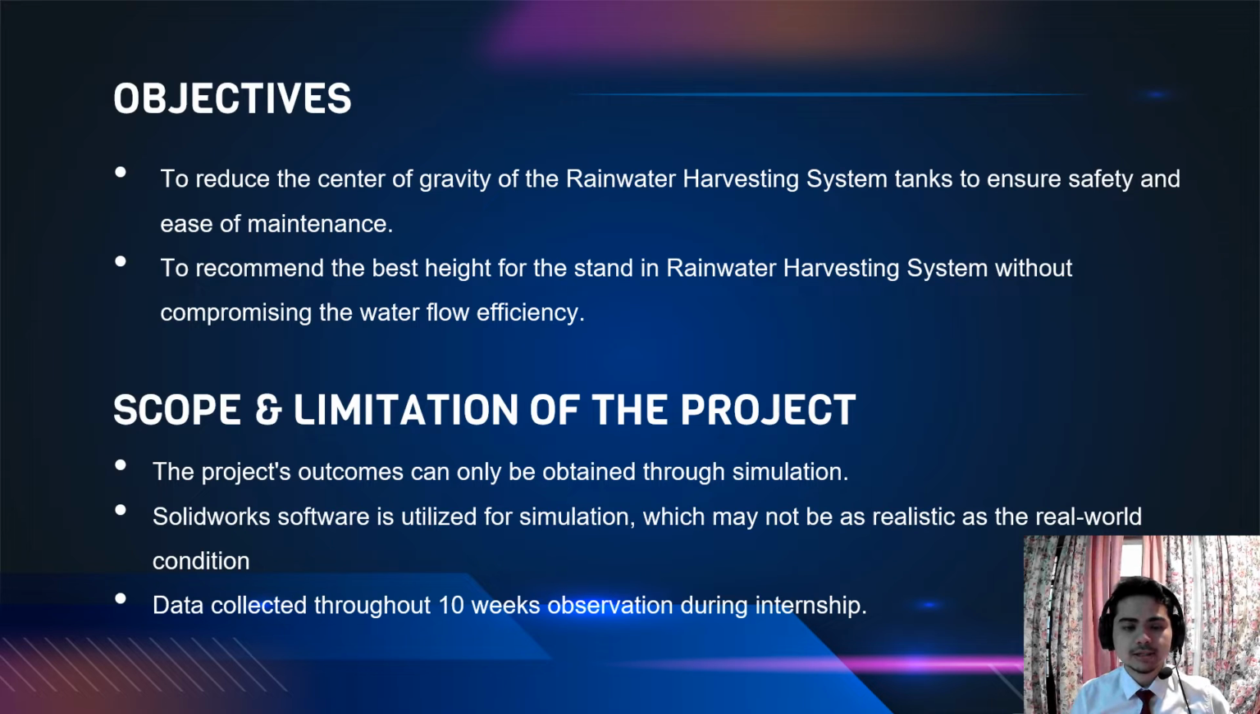These are the objectives and the scope and limitation of the project. For objectives, first, to reduce the center of gravity of the rainwater harvesting tanks to ensure safety and ease of maintenance. Second, to recommend the best height for the stand in the rainwater harvesting system without compromising the water flow efficiency.